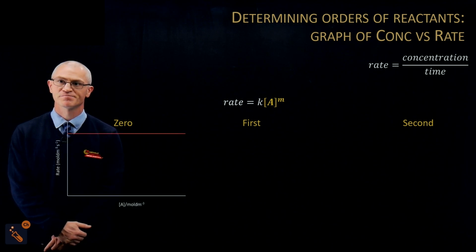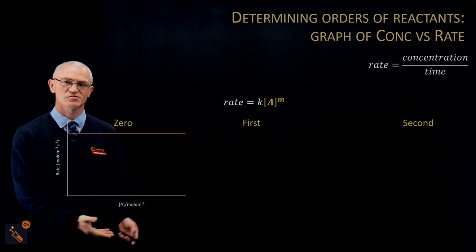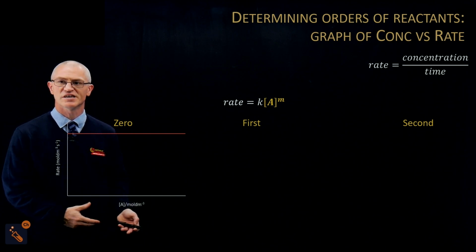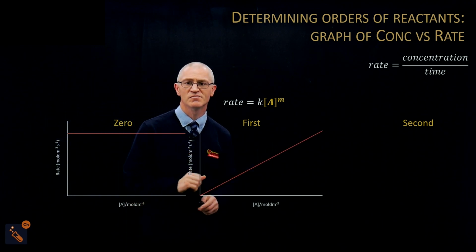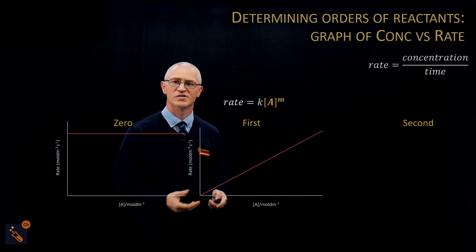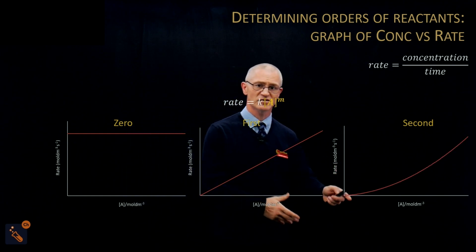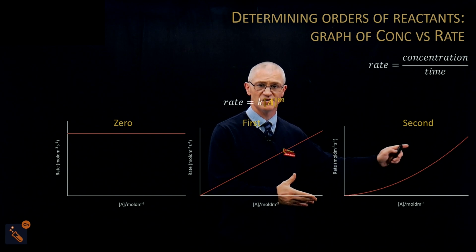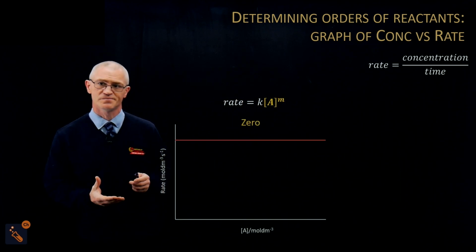So we've got a flat line here for a 0 order reactant with the concentration on the x-axis and the rate on the y. We then have a straight line from the origin with a proportional relationship for a first order reactant. For a second order reactant, we have this positive curve. Now let's go through each one in turn.